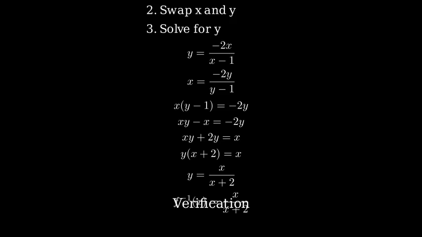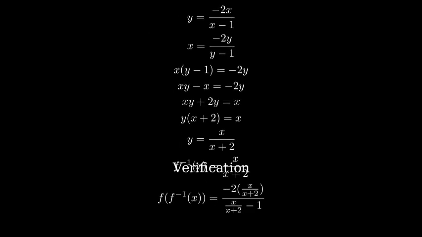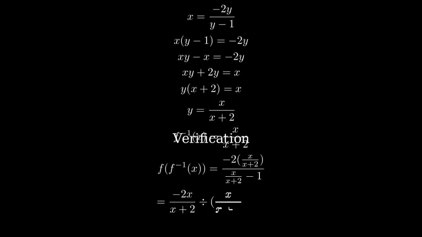Let's verify this is correct by checking that f(f inverse of x) = x. To verify, we'll substitute f inverse of x into our original function f(x). Let's take f(x) = -2x / (x - 1) and replace x with x / (x + 2). This gives us -2 times x / (x + 2), divided by x / (x + 2) minus 1.